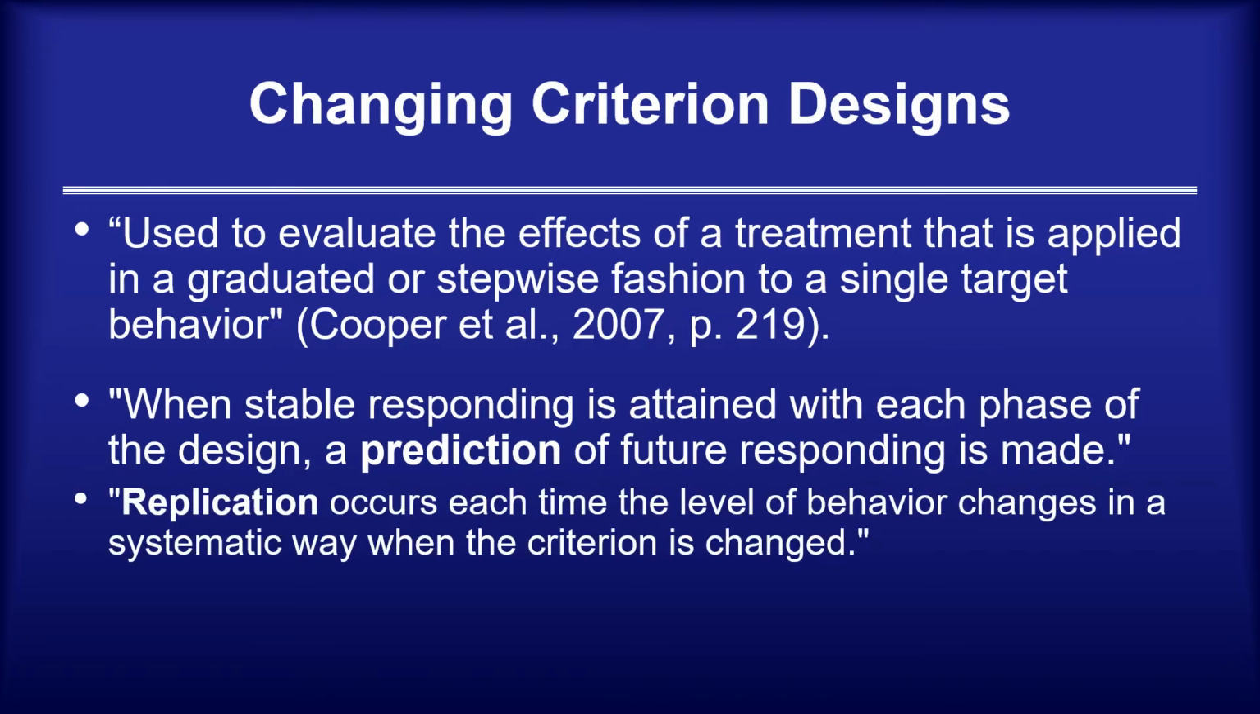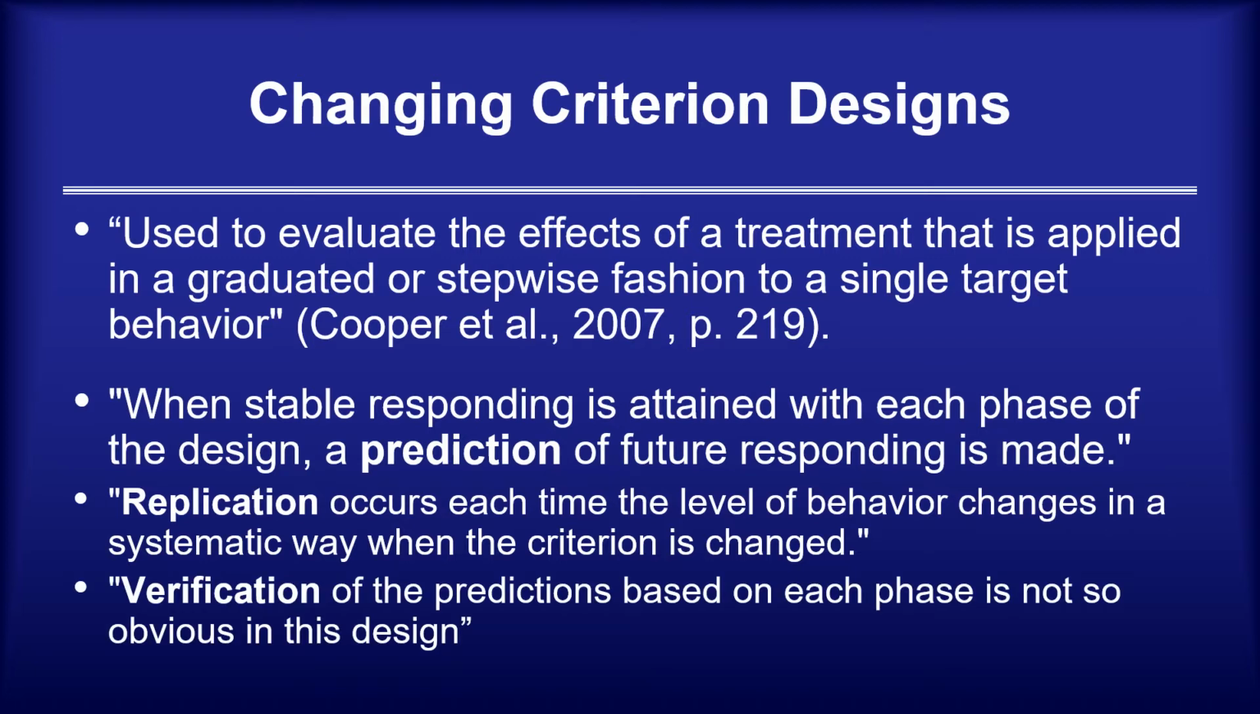Replication occurs each time the level of behavior changes in a systematic way when the criterion is changed. And verification of the predictions based on each phase is not so obvious in this design. However, if you vary the length of each phase, you can verify that behavior maintains at a given criterion as long as it is not changed. You can also embed a reversal design and return to a previous criterion level. We'll discuss this shortly.